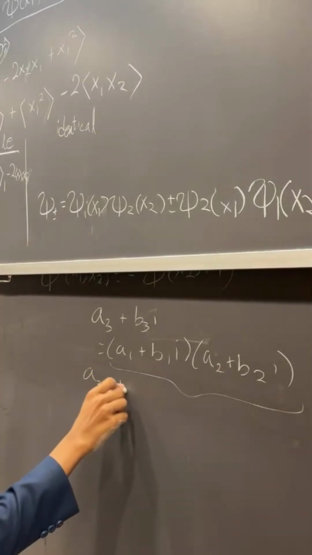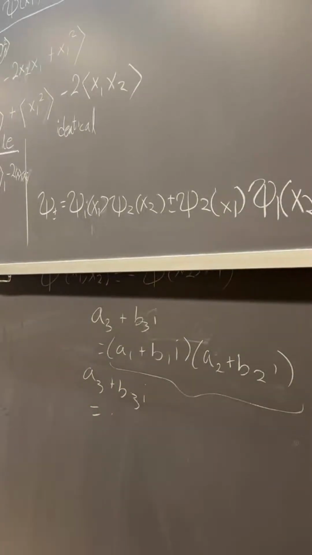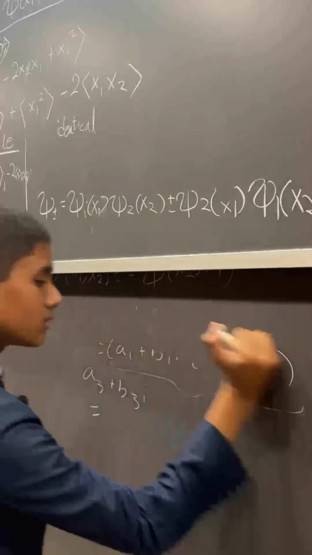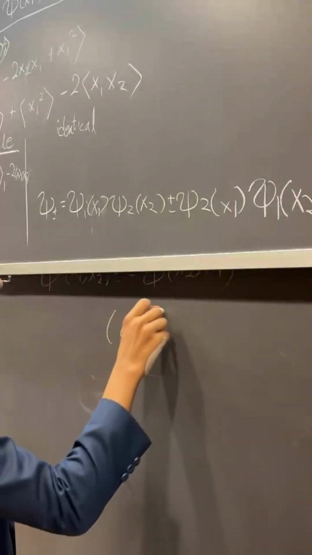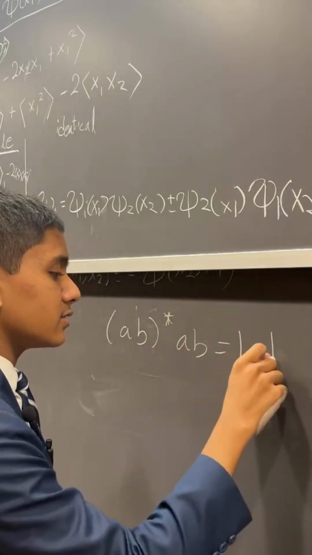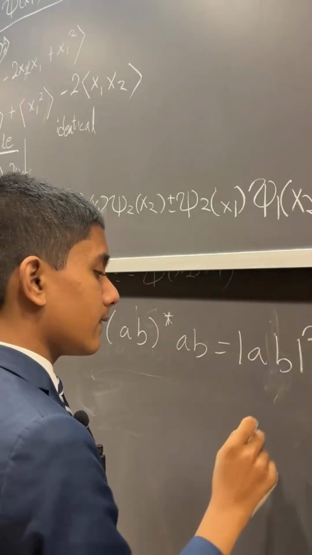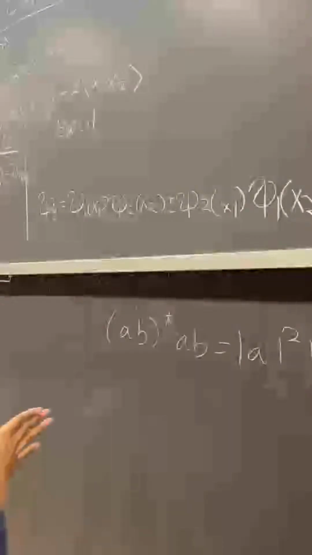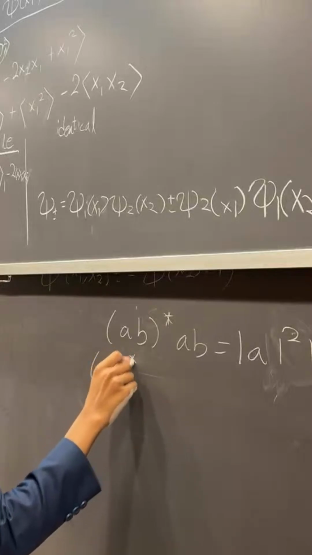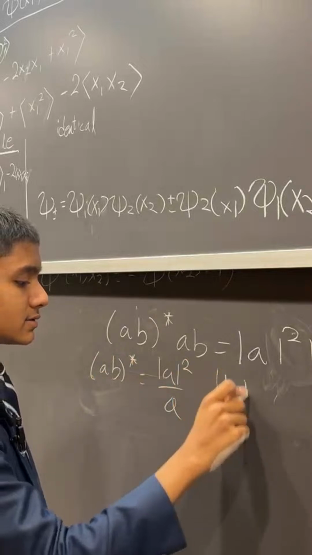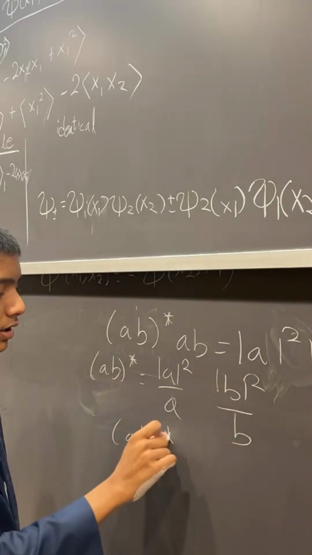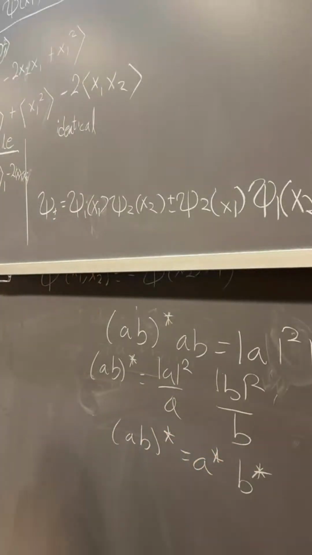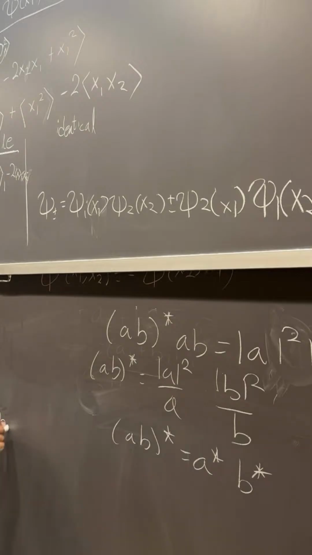Well, that means A3 plus B3i is equal to, okay, so AB conjugate multiplied by AB is equal to the magnitude of AB squared, which is just the magnitude of A squared times the magnitude of B squared. That's simple. So you get AB conjugate is equal to the magnitude of A squared over A times the magnitude of B squared over B. So AB conjugate is equal to A conjugate B conjugate. Okay, that's nice. So we get psi 1 x1 conjugate, psi 2 x2 conjugate, plus minus psi 2 x1 conjugate, psi 1 x2 conjugate.